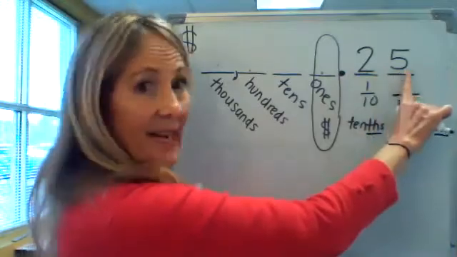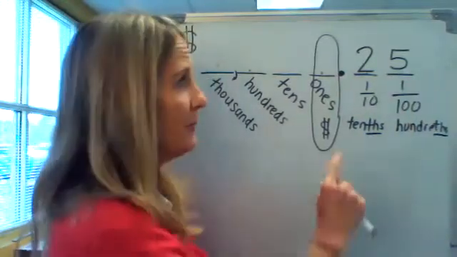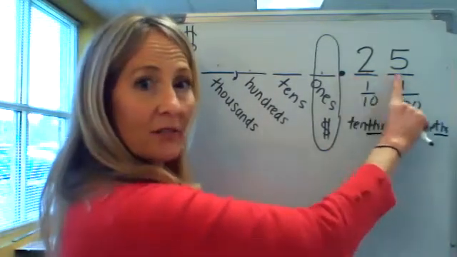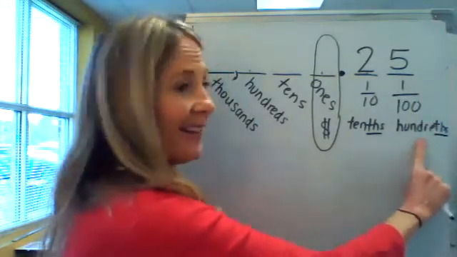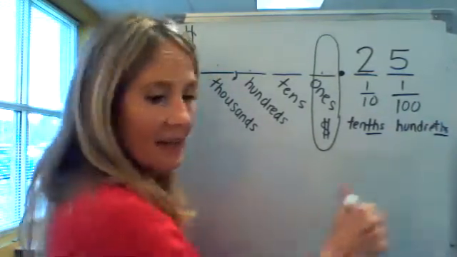And I'll know what to name the decimal, what unit to give the decimal amount, by where the number ends. 25 what? Hundredths. It's kind of landing in the hundredths place, right?